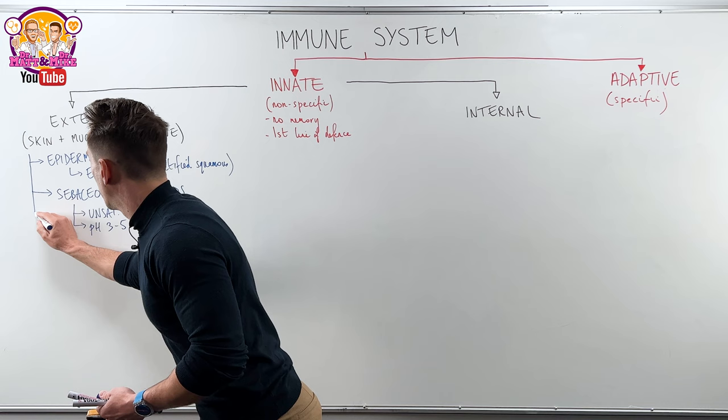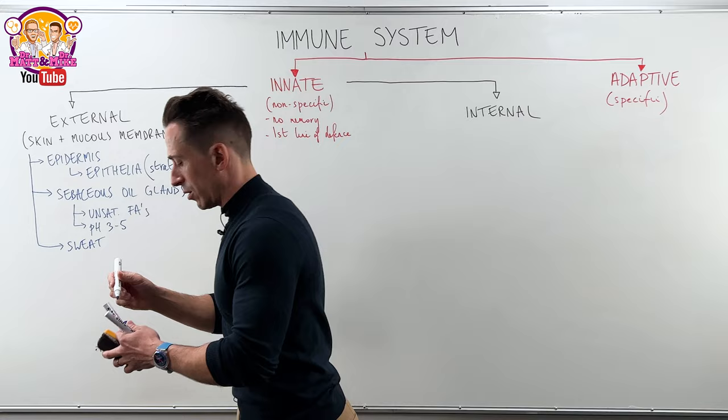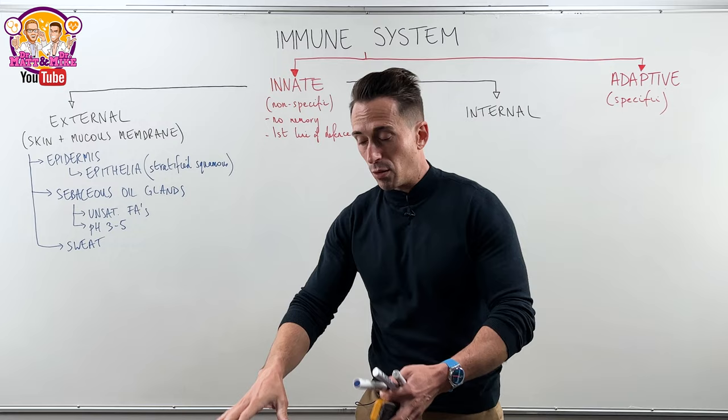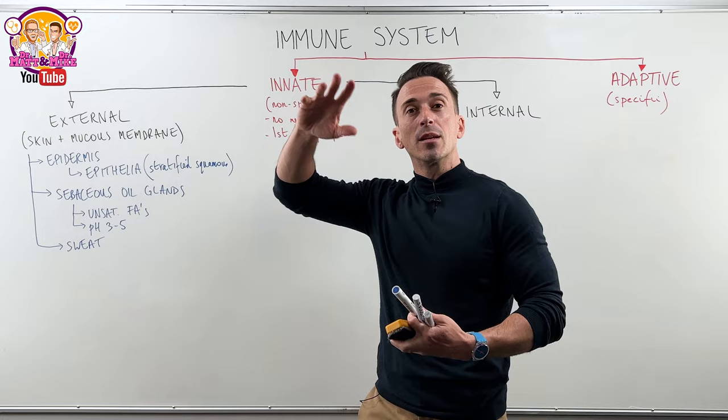Now, what's the benefit of sweating? Well, we don't sweat necessarily to get rid of microbes. We sweat to cool us down through conduction. So we have sweat and we release mostly water and a bit of salt onto our skin. And as the breeze comes through, it takes the heat away and we cool down.